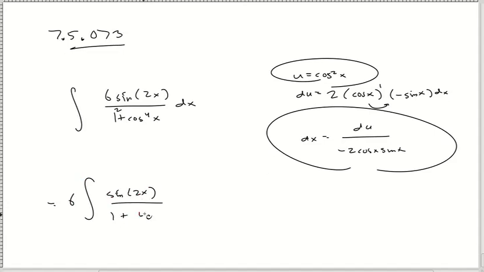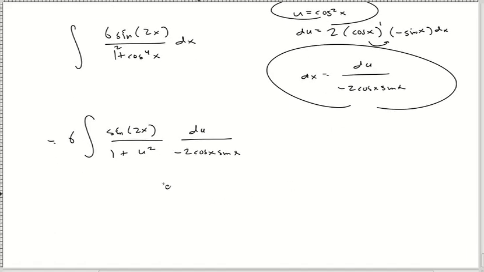1 plus my u squared, and then I got my du divided by negative 2 cosine x sine x. Well, here's my problem, nothing's really canceling. I was thinking they were going to cancel. Well, they do, actually. This guy is literally equal to that one. Those are literally equal to one another. So I'm not even going to play around here. They just cancel. And the negative right here can come out to the front.